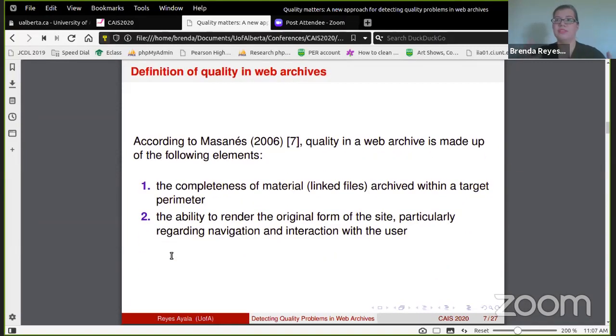So, some definitions of quality for web archives. There is Masson's, where he defines quality in a web archive as being made up of the completeness of the material archived within the target perimeter and the ability to render the original form of the site, particularly regarding navigation and interaction with the user. So we see some hints that the way the website looks should be as close as possible to the original.